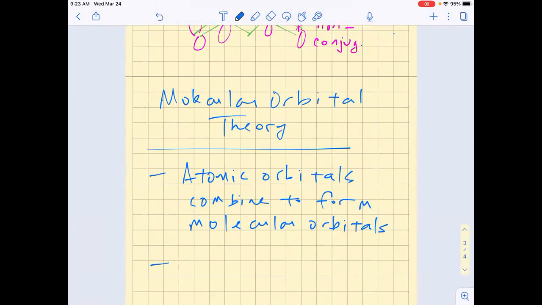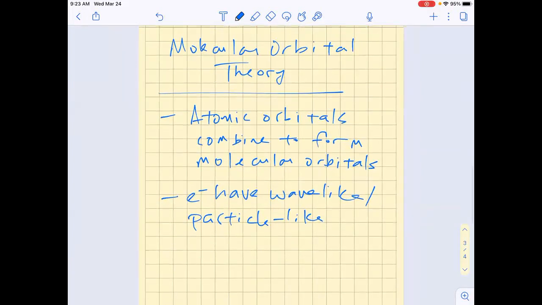The second concept that molecular orbital theory encompasses is that electrons have both wave and particle-like properties. So it's called a wave-particle duality. They have wave-like and they have particle-like properties. All right, and because of that, it helps us to think about how these conjugated systems react, and we can explain their reactivity based on molecular orbital theory.